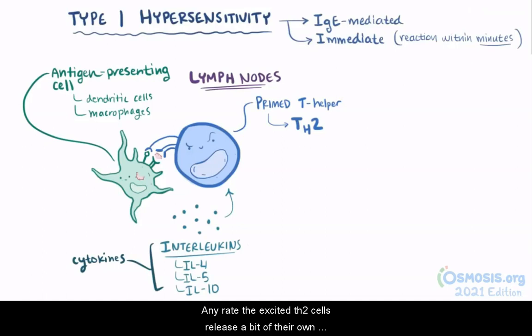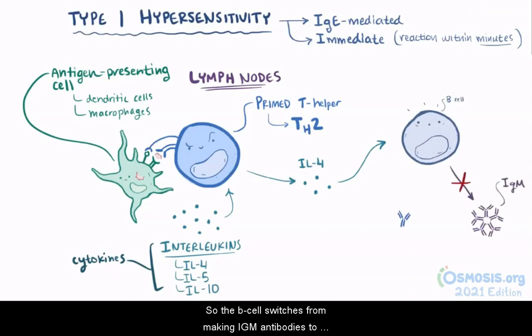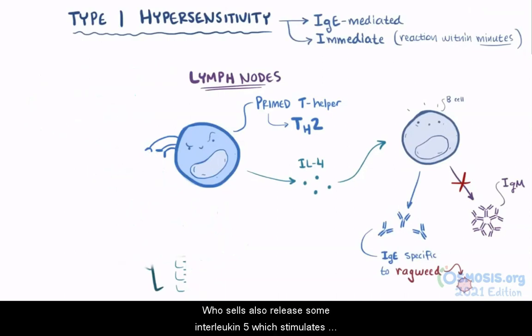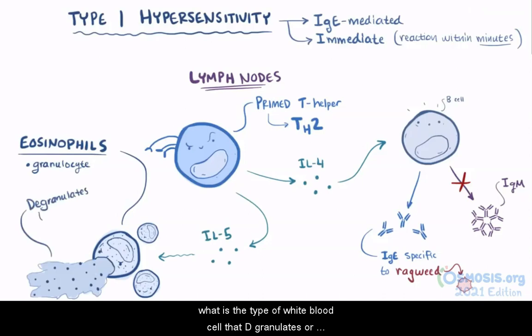At any rate, the excited Th2 cells release a bit of their own interleukin 4, and get the B cells to undergo antibody class switching. And so the B cell switches from making IgM antibodies to making IgE antibodies, which are specific to that ragweed pollen in our example. Th2 cells also release some interleukin 5, which stimulates production and activation of eosinophils, a granulocyte, which is a type of white blood cell that degranulates, or essentially releases a whole bunch of toxic substances that can damage both invading cells and nearby host cells.